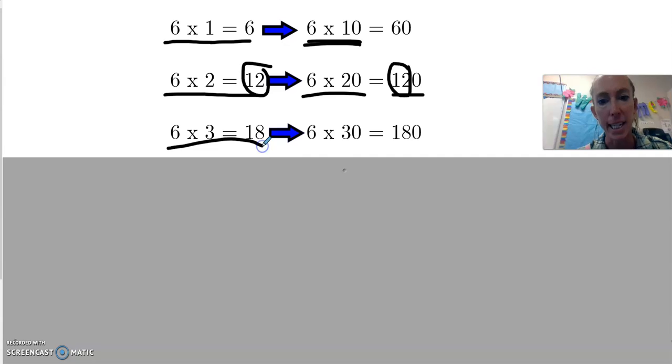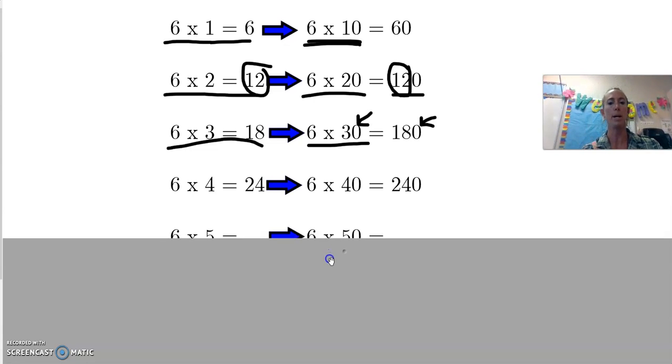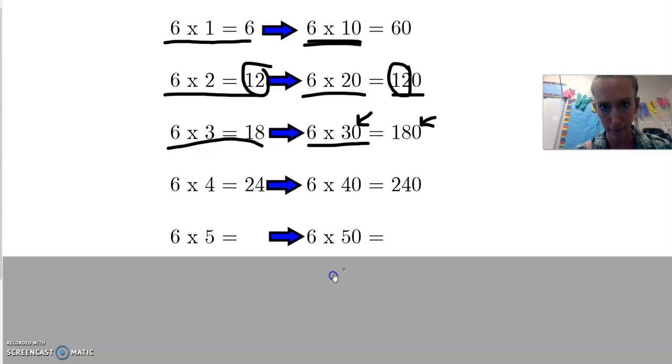Okay, let's look at the next one. 6 times 3 is 18. So 6 times 30, do you see the 18 in there? Oh yeah, and we have a multiple of 10, so I get to just put that 0 at the end. Isn't that amazing? 6 times 4 is 24. So 6 times 40 is not just 24, but 24 tens, which would be 240. Boom. Okay, what about 6 times 5? Let's keep going with it.